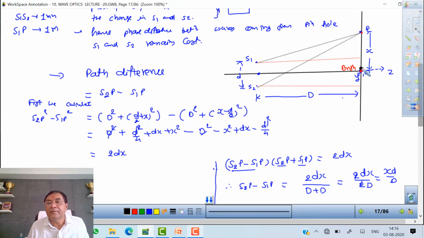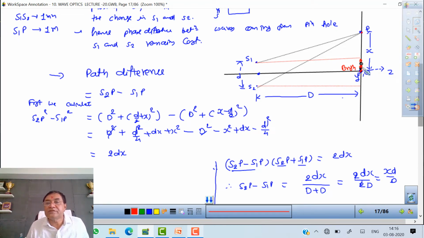Now I have taken its cross-section view, and then bright and dark and bright and dark. This is called number 0, then this is called number 1, this is number 2. In between is the first dark, second dark, and so on.